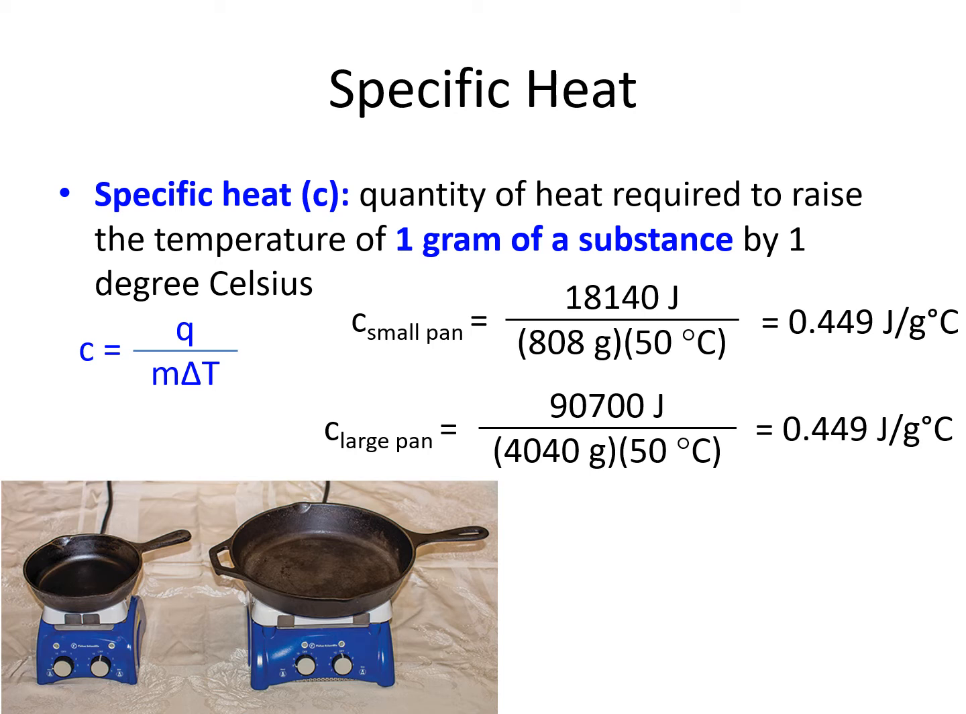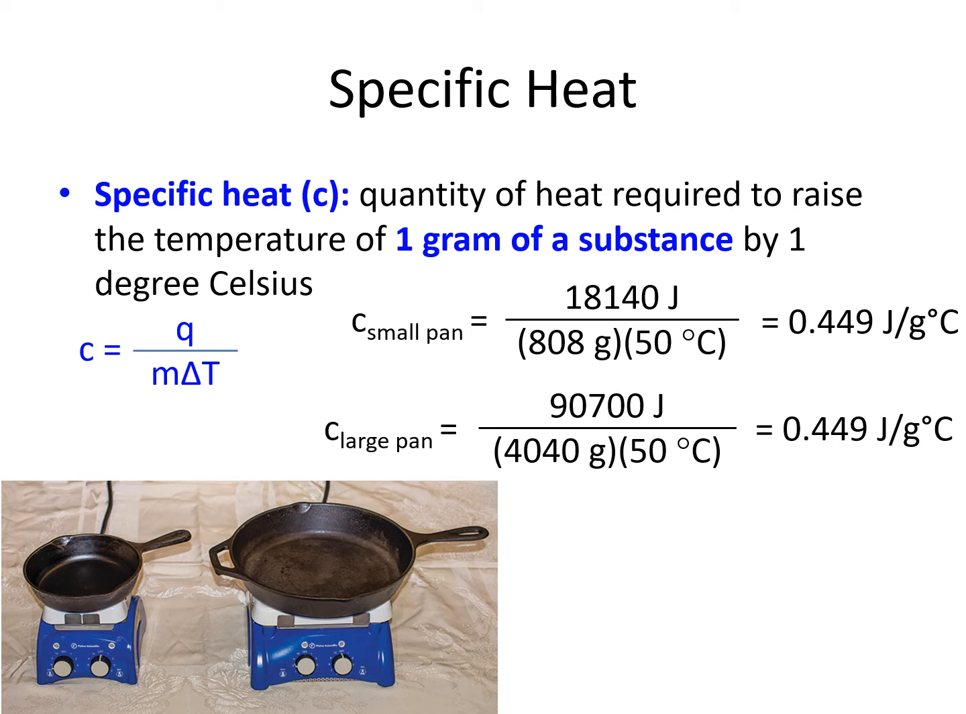And since it's just 1 gram of each, it's going to be the same value for each of them, as long as the pans are made of the same material as each other. So our specific heat equation is similar to the heat capacity equation, except we have mass involved in it. We need to know the mass of the object in order to get the value per 1 gram of the substance. So we're going to take the quantity of heat, Q, that is put into heating up the pan, and divide by the mass of the pan and the temperature change.